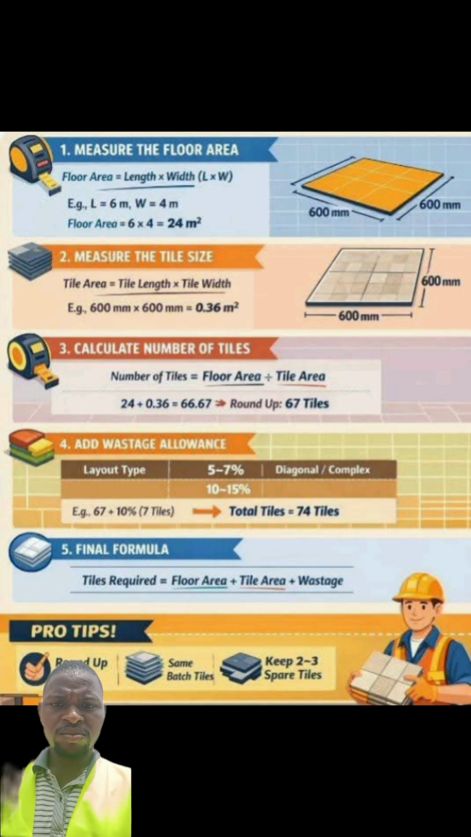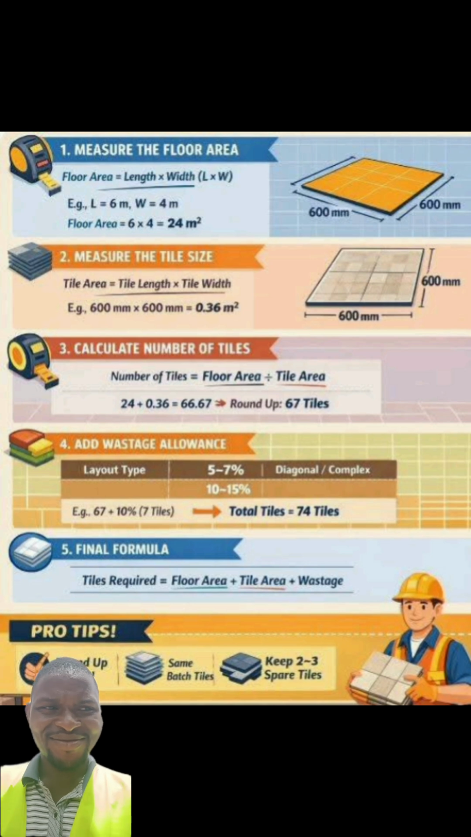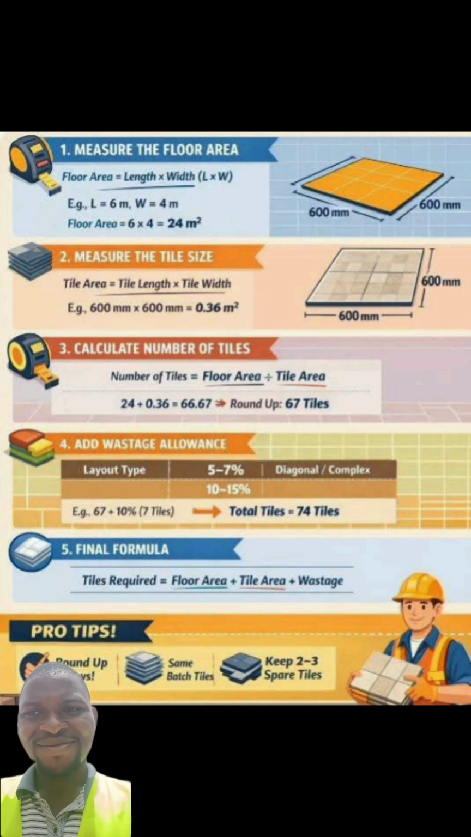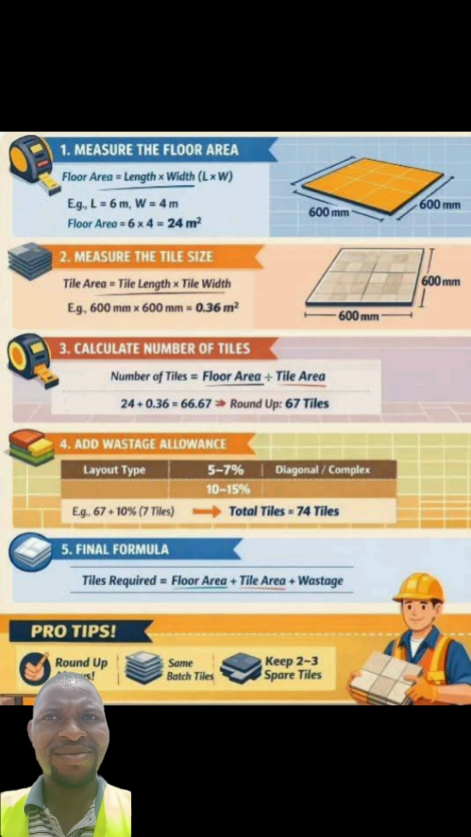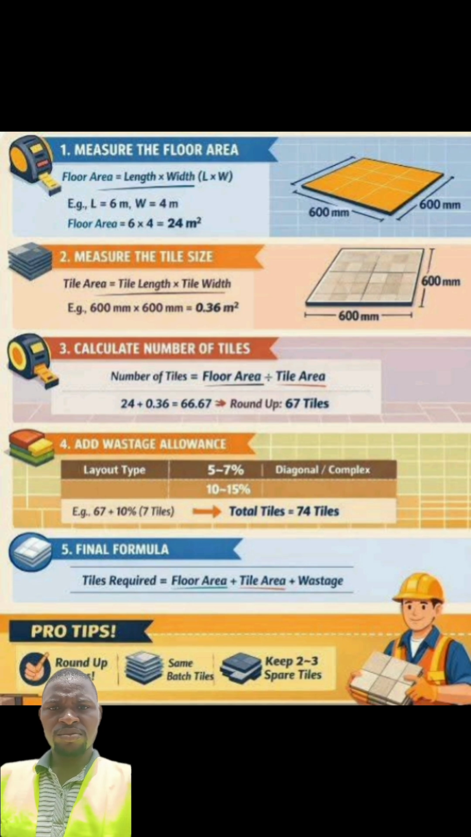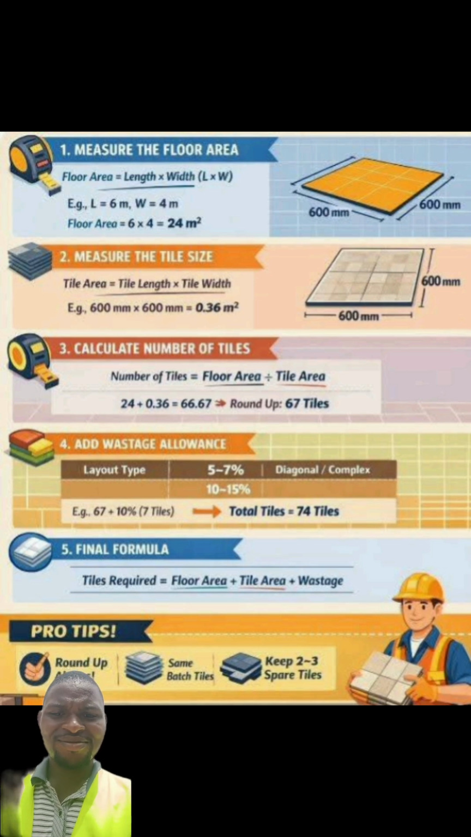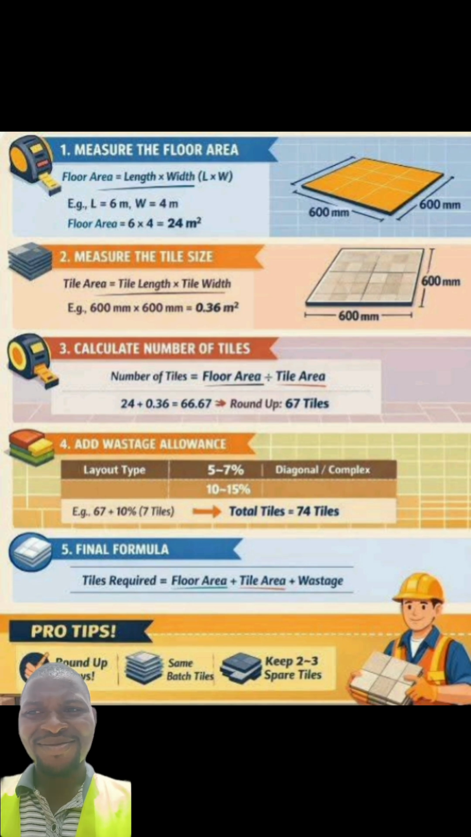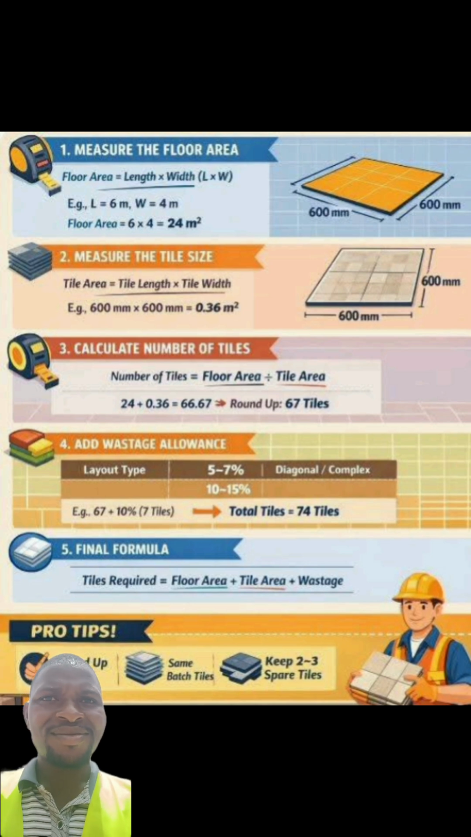From the table we have layout type 5 to 7%. Then we also have 10 to 15%. So if you add that percentage of 10% to the tiles, and 10% is about 7 tiles, to the one you have before, that is 67 plus the other, you're going to have 74 tiles in total. So that is going to give you 74 pieces.